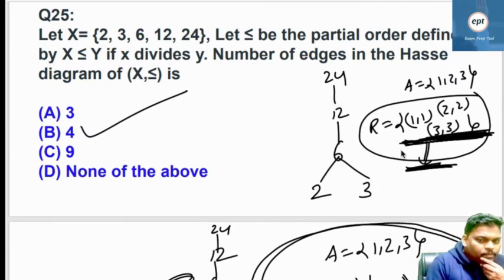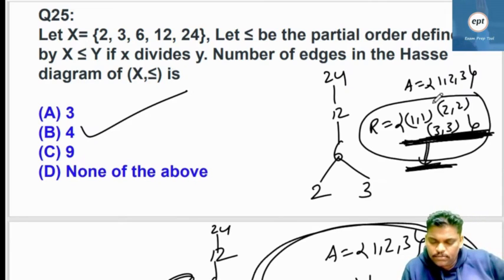The empty set is not reflexive. Yes, the empty set means there is no (x, x) pair, so it is not reflexive. Yeah, go to the next.